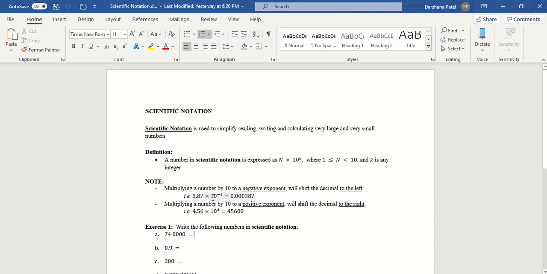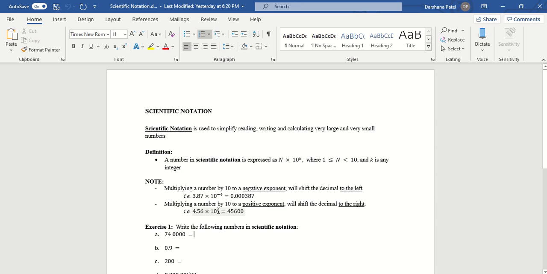Multiplying a number by 10 to a negative exponent will shift the decimal to the left. So 3.87 times 10 to the negative 4. If I want to get rid of 10 to the negative 4, I'll have to move my decimal 4 places to the left, giving me 0.000387.